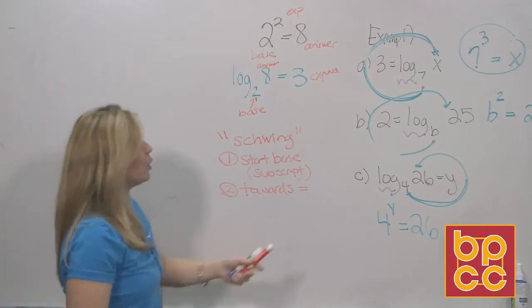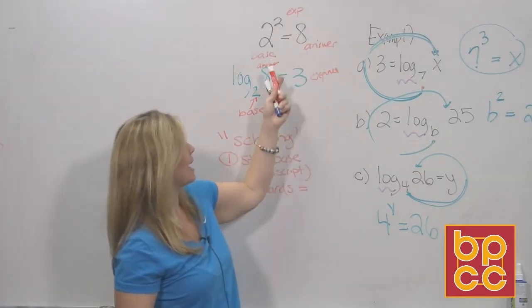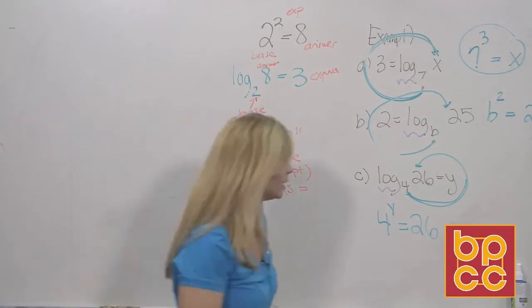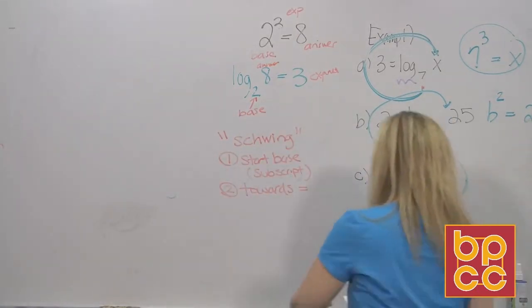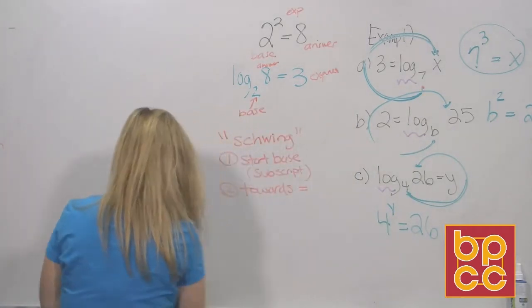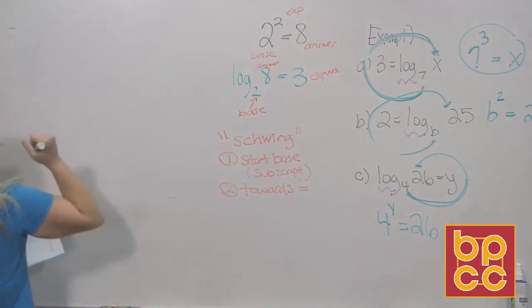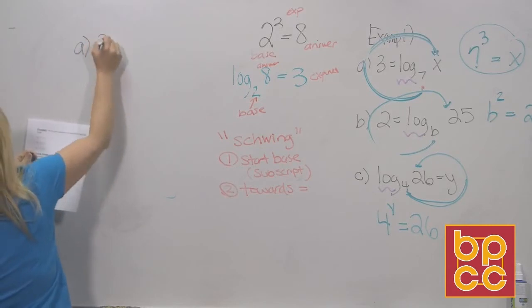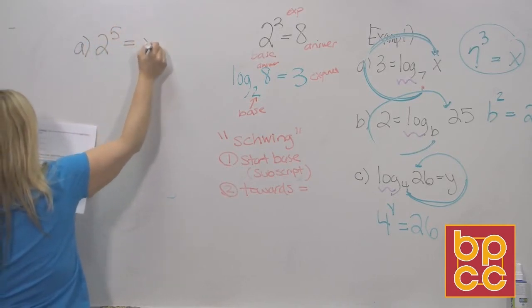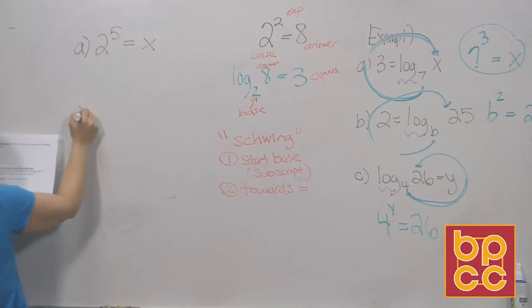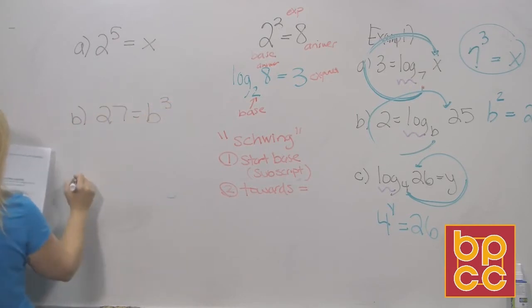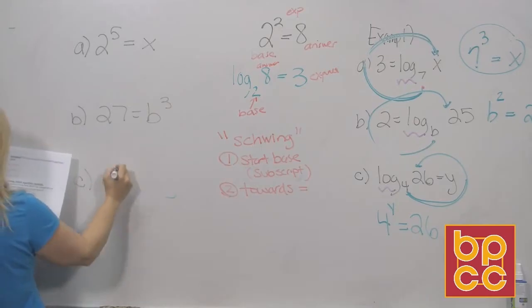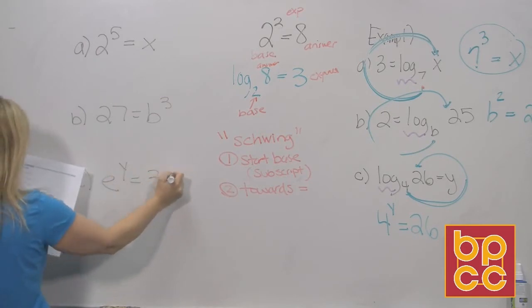Now, the way it happens is they can go both ways. I can now give you an equation with an exponent and ask you to change it to a log. So let's look at those examples. I have 3 of those I want to look at on your notes. This is example 2. Okay? 2a is 2 to the 5th equals x. And then we have 2b, 27 equals b cubed. And 2c, e to the y equals 33.